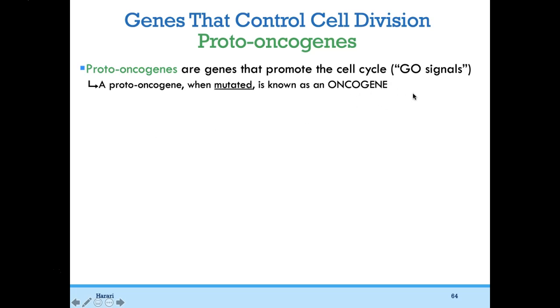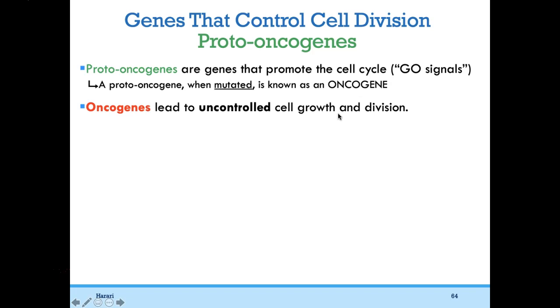So oncology is the study of cancer. So an oncogene is a cancer-causing gene. A proto-oncogene is a healthy gene that tells the cell to go and divide. When you mutate a proto-oncogene, we then call it an oncogene. And an oncogene leads to uncontrolled cell growth and division. An oncogene will continually tell the cell to divide, even when it should not be dividing.